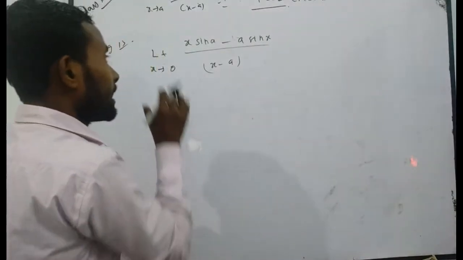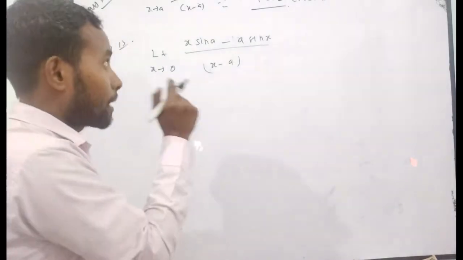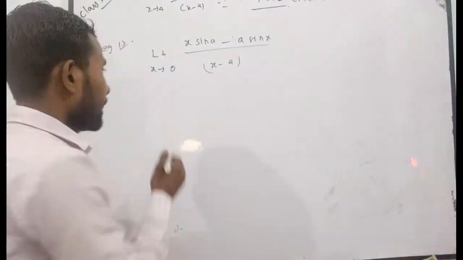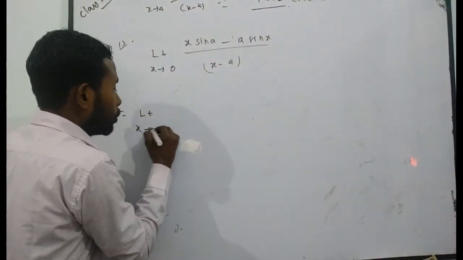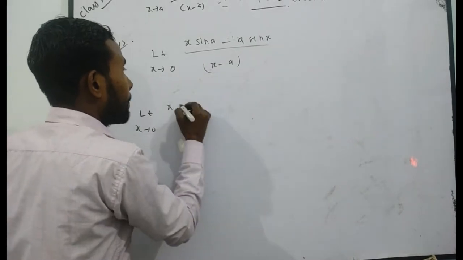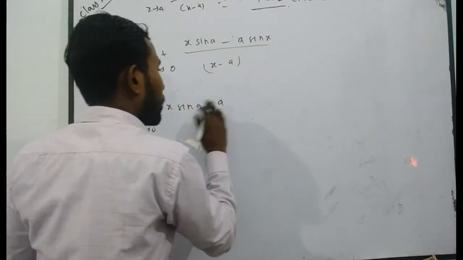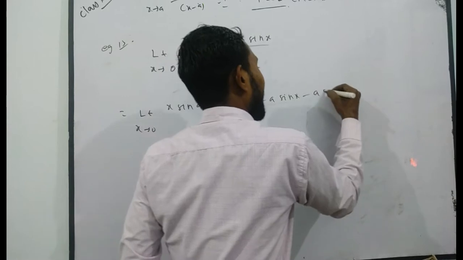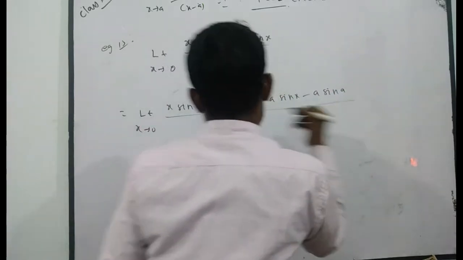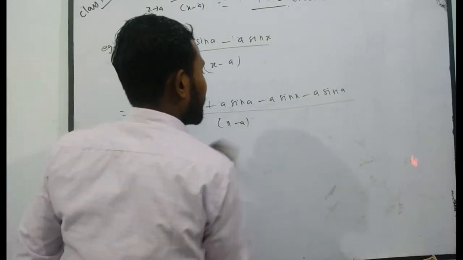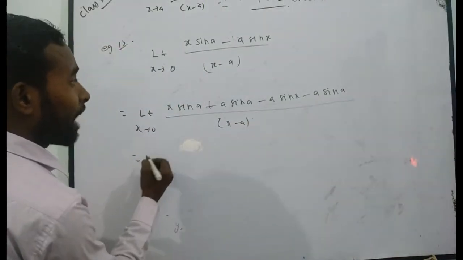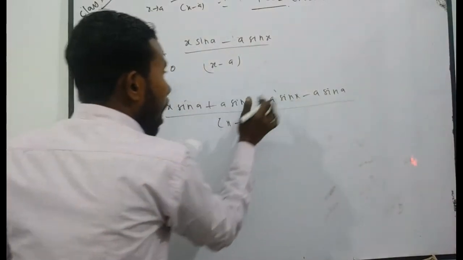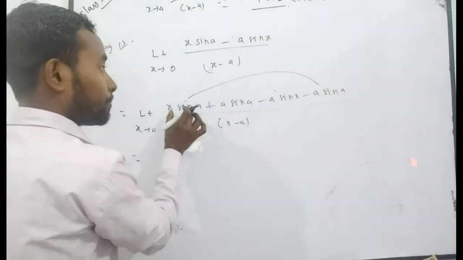I want to tell you, there is a simple clue behind this kind of problem, so do more practice of this kind of problem. What is that clue? You have to add a sin a as well as subtract a sin a in the numerator, and leave the denominator as it is. Now if you take both terms simplest, what do you get?